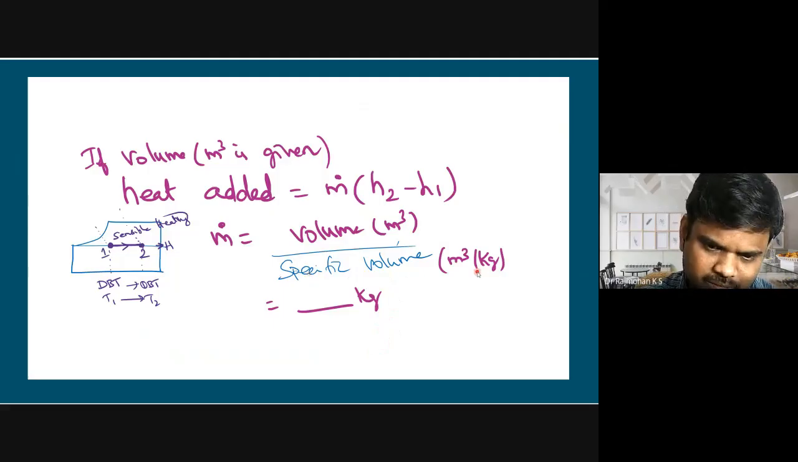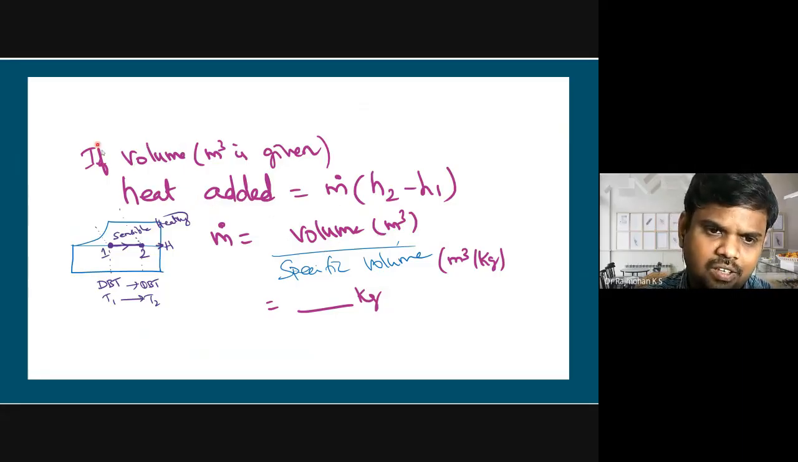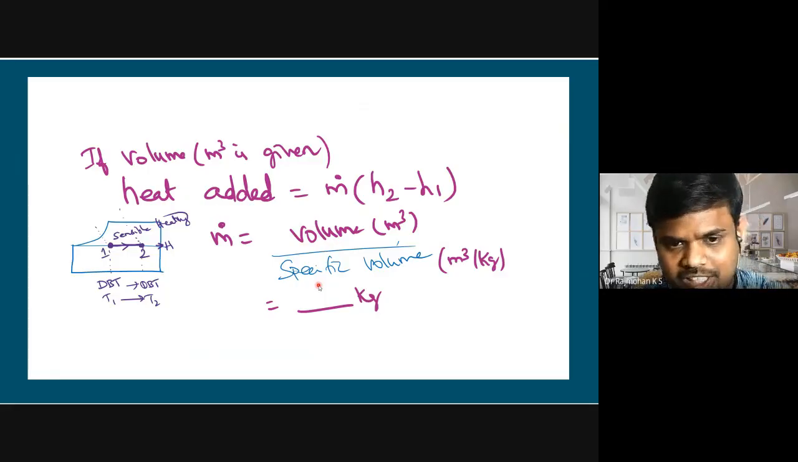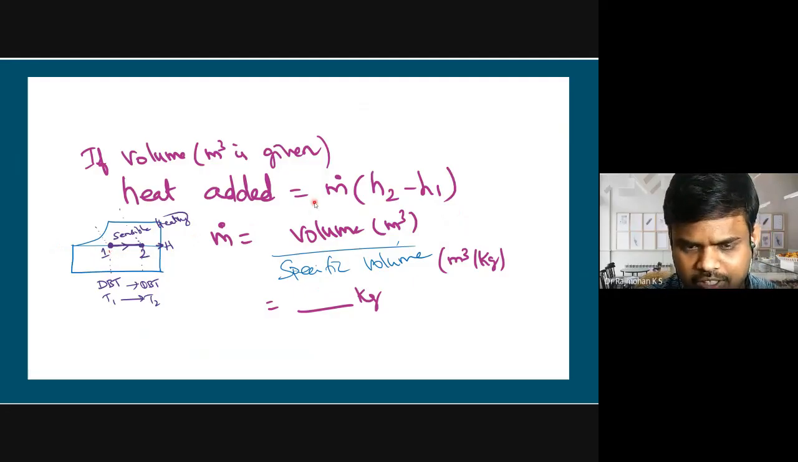Okay, so what is specific volume? As I said, from the graph we can get the specific volume, which has the unit of meter cube per kg. So when you divide volume by specific volume, meter cube gets cancelled. If minute is there, we are going to get kg per minute. That way the m dot value will be obtained by dividing the given volume by specific volume. Such types of problems we are also going to do: how much heat is added to the system or removed from the system. If it is sensible cooling, this H1, H2 is going to be different, but this is going to be 1, this is going to be 2. We have to take care of sign conventions.